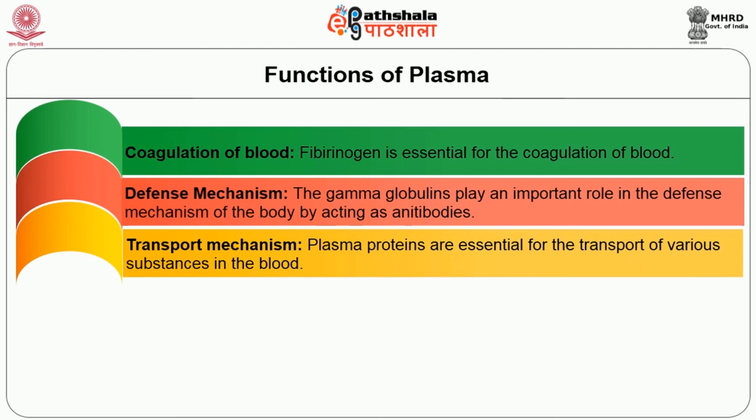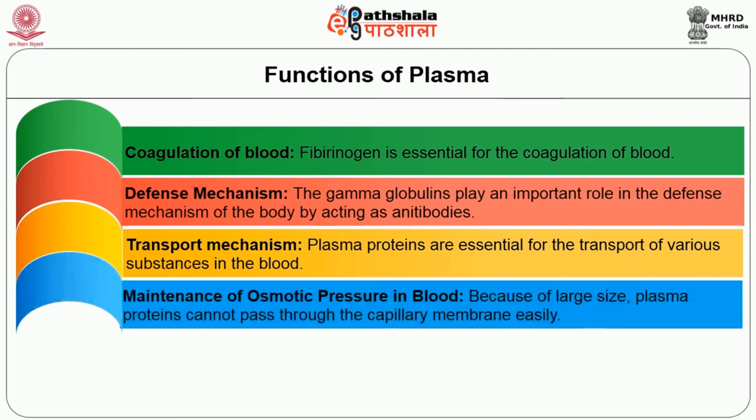Number 4 is the maintenance of osmotic pressure of blood. Because of the large size, the plasma proteins cannot pass through the capillary membrane easily and remain in the blood. In the blood, these proteins exert the colloidal osmotic pressure. The osmotic pressure exerted by the plasma proteins is about 25 millimeters of mercury.